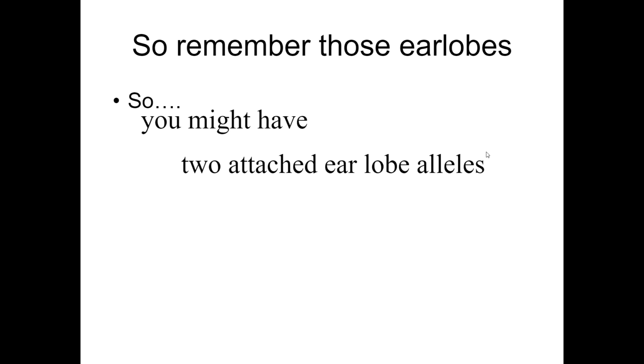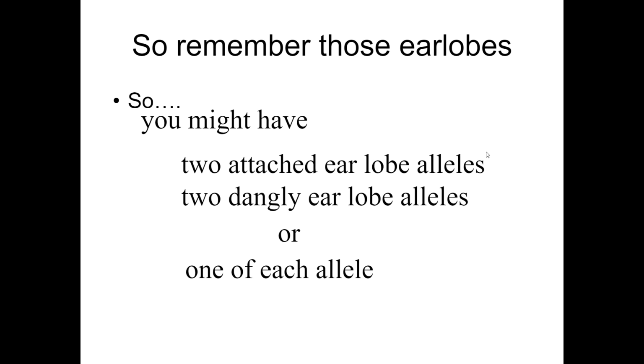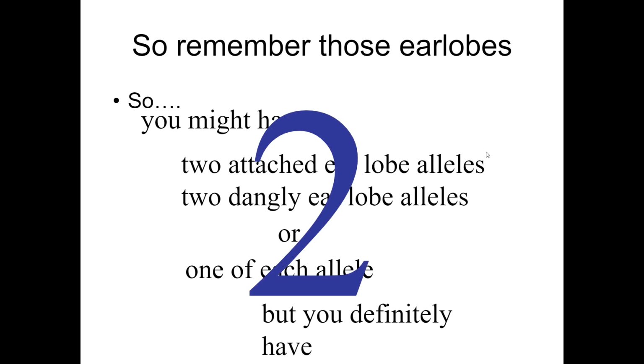So remember those earlobes? You might have two attached earlobe alleles, two dangly earlobe alleles, or one of each allele. But you'll definitely have two. That doesn't mean that you'll have one dangly earlobe and one attached earlobe. But what that does mean is that you will have two of what are called alleles, and those are the genes.